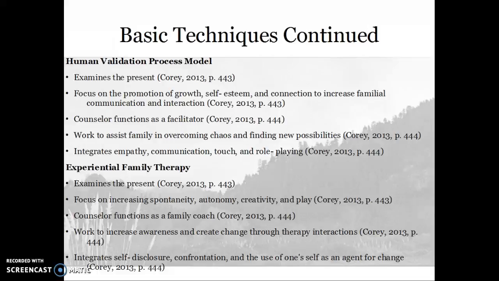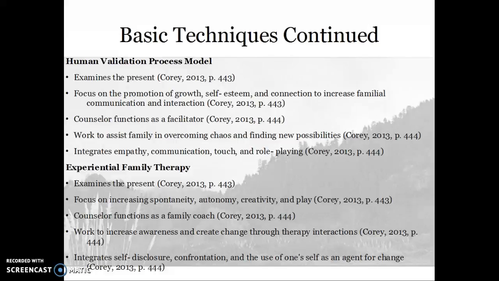And then when looking at the human validation process model, it examines the present and focuses on the promotion of growth, self-esteem, and connection between family members to increase communication and interaction. This assists the family in overcoming chaos and finding new possibilities and moving forward. The counselor functions as a facilitator, where they integrate the use of empathy, communication, touch, and even role-playing into counseling sessions.